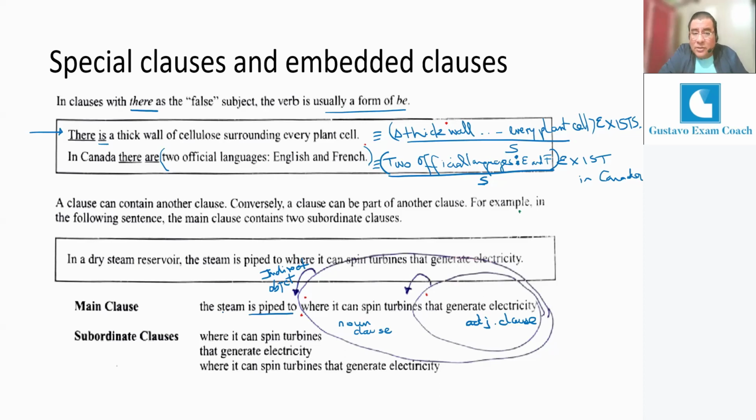And what is the main clause, the subject and the conjugated verb in the main clause? This is steam and is piped to. This is the subject and the verb of the independent clause or main clause. So you see how clauses can be embedded in a complex sentence. The level of embedding can be actually quite deep.